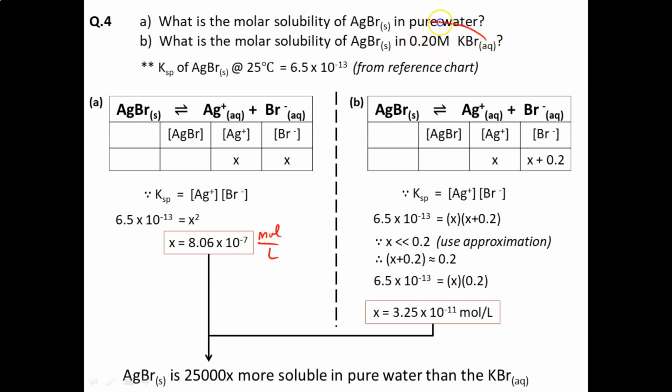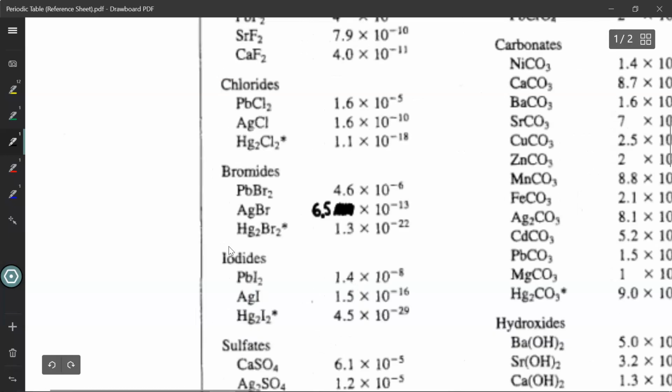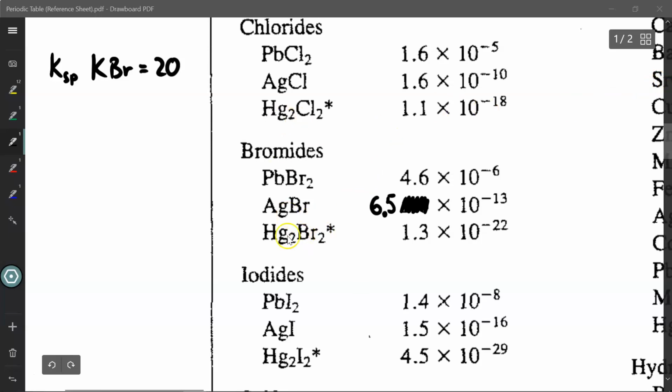What if there's already some potassium bromide in solution? Now, potassium bromide is quite soluble in water. We can tell this because when we look at our reference sheet, check under the KSP chart, you will see that in the bromide section, potassium bromide is not listed. We typically only list compounds that are insoluble in water, those with a low KSP value. Like the KSP value for potassium bromide, it's around 20.